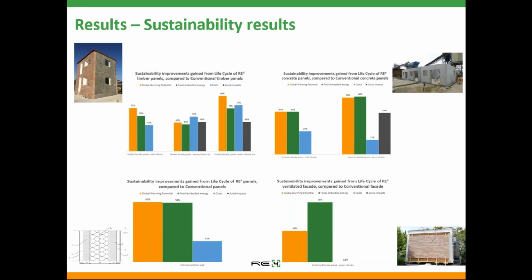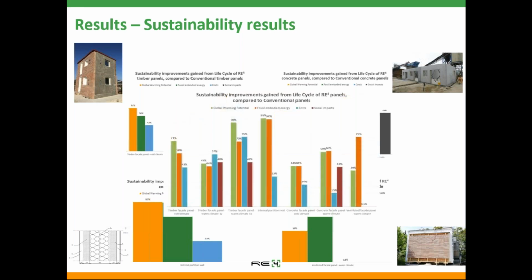This slide summarizes the impact improvements gained for all the RE4 panels when compared to the conventional solutions, looking at the global warming potential, the fossil embodied energy, the costs, and the social impacts. Looking at the overall panels, when the RE4 solutions are compared with conventional ones, a reduction of more than 40% of global warming potential, fossil embodied energy, and social impacts is observed. Moreover, a reduction of more than 15% of costs is observed.